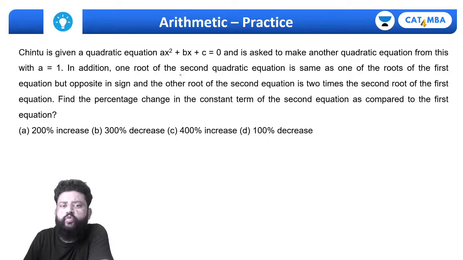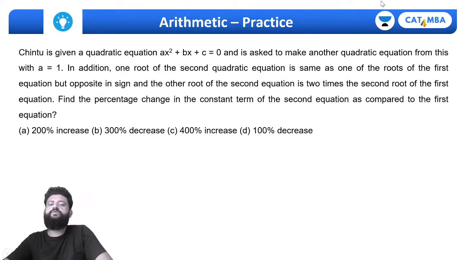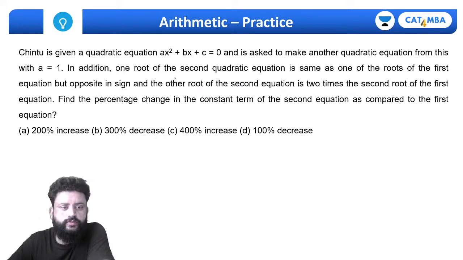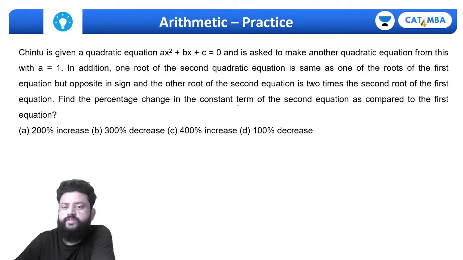In addition, one root of the second quadratic equation is same as one of the roots of the first equation but opposite in sign, and the other root of the second equation is 2 times the second root of the first equation. So find the percentage change in the constant term of the second equation as compared to the first equation. So this one is quite interesting.